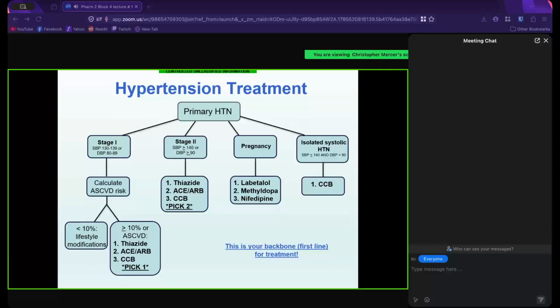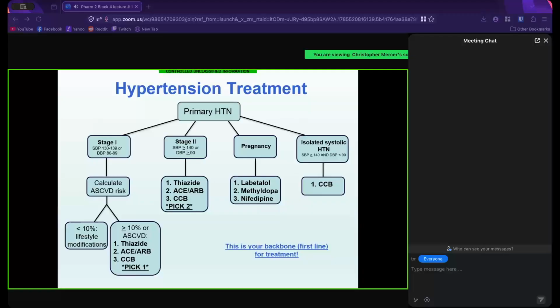Stage 1, there's your numbers. Stage 2, there's your numbers. Pregnancy, oh, that's special. We've got to look at different things. Good news, we're going to talk about only 3 medications we can use in pregnancy, so not a huge lift. And then that specialty we talked about with isolated systolic hypertension, usually in the elderly due to changes in the peripheral vasculature, we only have to talk about one drug there that we're going to talk about as a primary for stage 1 or stage 2.